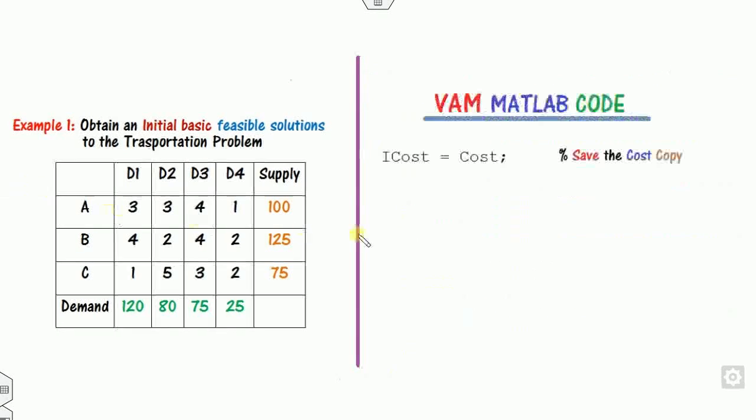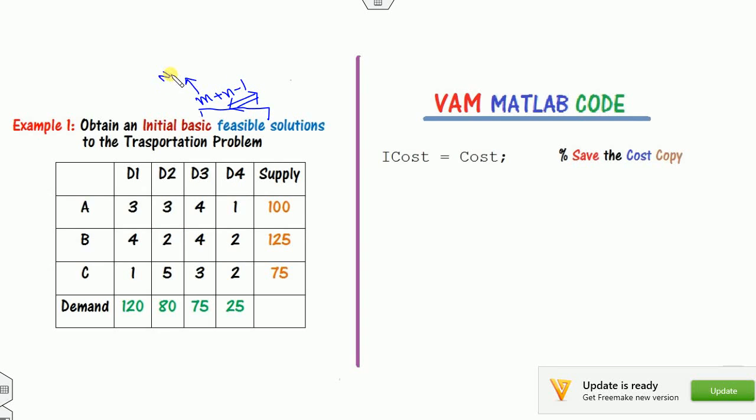Now what is the next cell? You have to initialize the parameters. Look at that, you have to find the BFS. How many BFS are there in the transportation problem? M plus N minus 1. What is M? The number of rows. N is the number of columns. So firstly you find the number of rows and the number of columns in the matrix B.